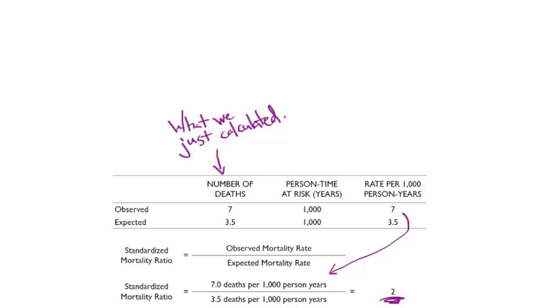So, regardless, the bottom line is that standardized mortality ratios have a reputation for being prone to bias. So be careful if you come across one.